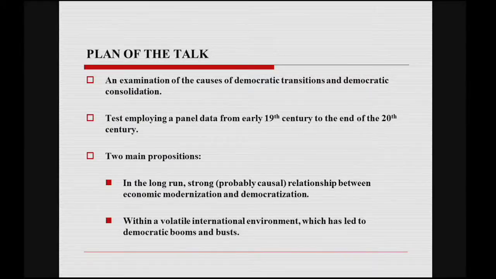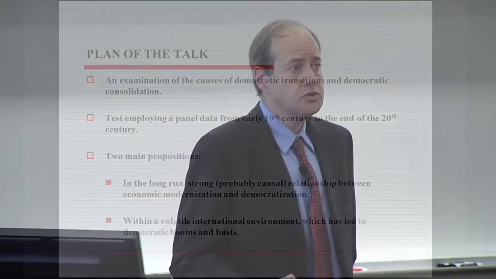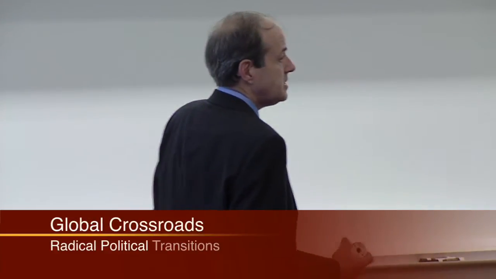The purpose of the talk is to talk basically about the causes of democratic transitions and democratic consolidation. I'm going to present a set of empirical results. So it's a very empirical paper where I basically use panel data, so countries and years, whether they were democratic or not, from the early 19th century, basically 1820, which is when we start having income data, which is one of the things I'm going to use, till the end of the 20th century. So this gives us a panel of countries that go from about 20-something countries at the beginning of the 1800s to almost 190 countries at the end of the 20th century.